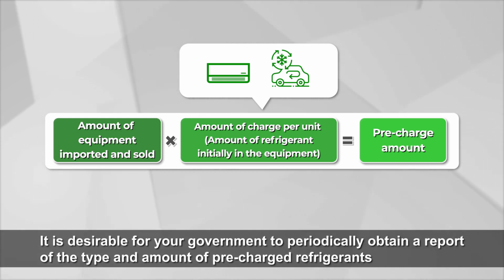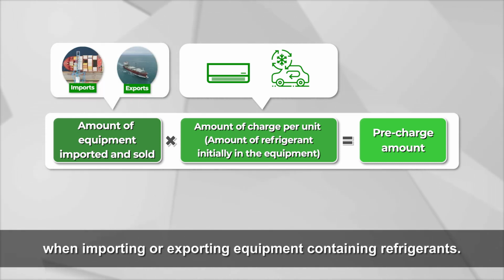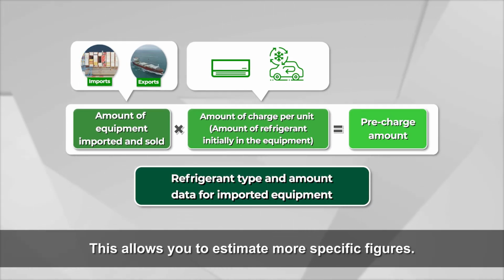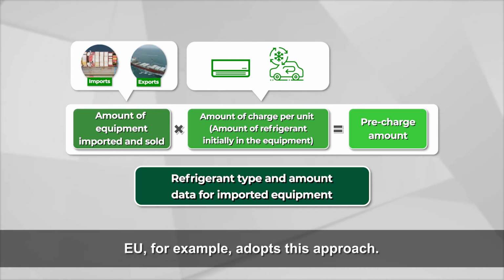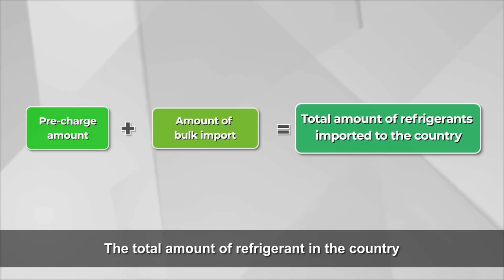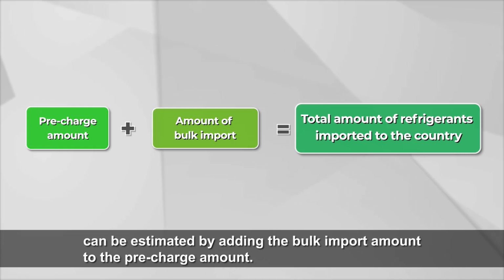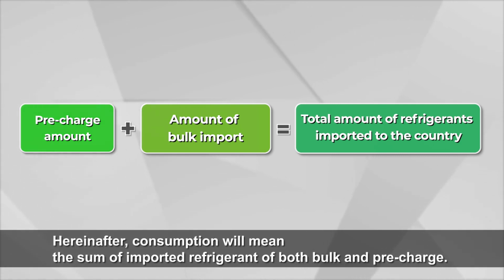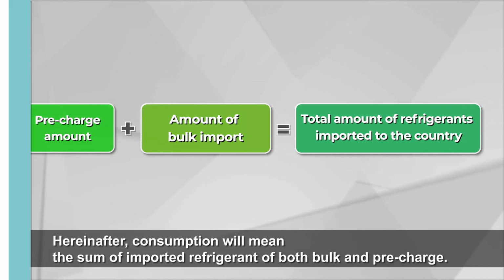It is desirable for your government to periodically obtain reports of the type and the amount of pre-charged refrigerants when importing or exporting equipment containing refrigerants. This allows you to estimate more specific figures. The EU, for example, adopts this approach. The total amount of refrigerant in the country can be estimated by adding the bulk import amount to the pre-charge amount. Hereinafter, consumption will mean the sum of imported refrigerant, both bulk and pre-charge.